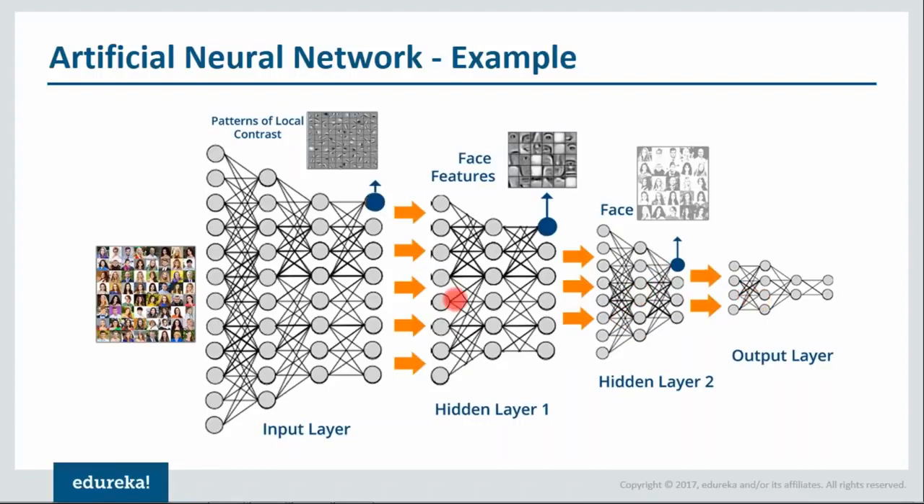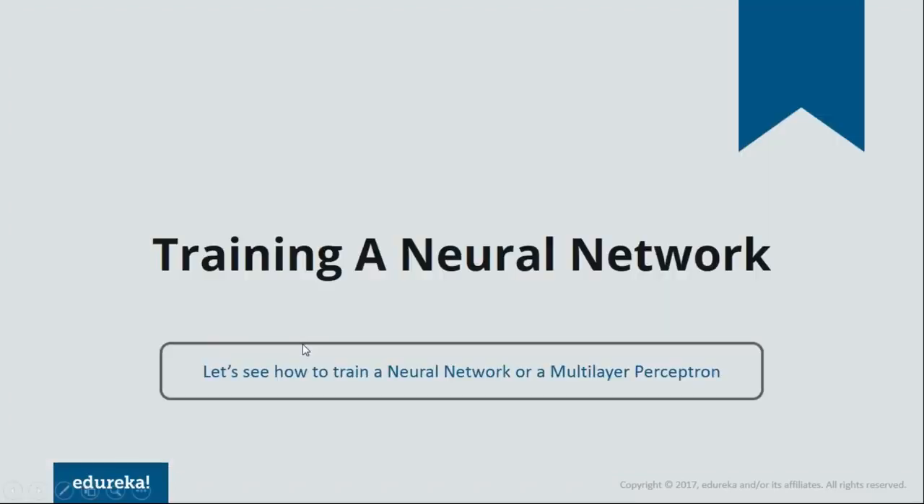If you notice here, with every layer, we are trying to get a more abstract or generalized version of the input. So this is basically how an artificial neural network works. And there's a lot of training and learning involved that I'll show you now. Training a neural network.